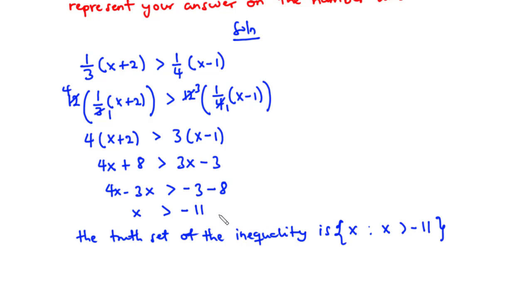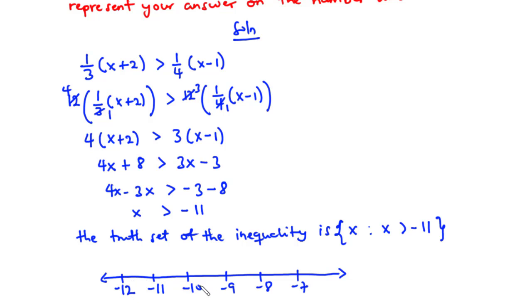Now we are going to represent our answer on the number line. So this is the number line. We have negative 11, negative 10, negative 9, negative 8, negative 7, and so on and so forth. We have negative 12 here. Because it is greater than, we have an open circle, and then we have x greater than negative 11.